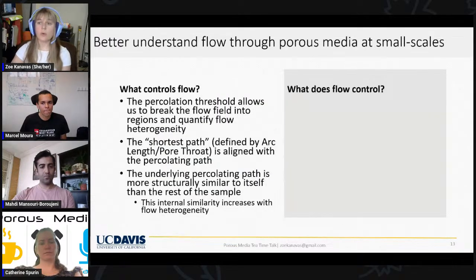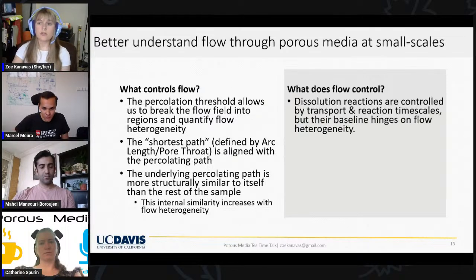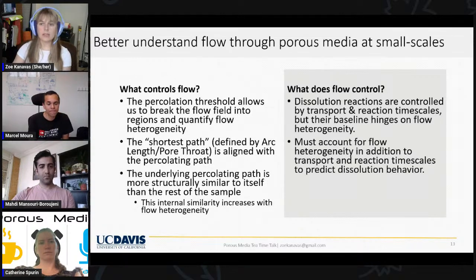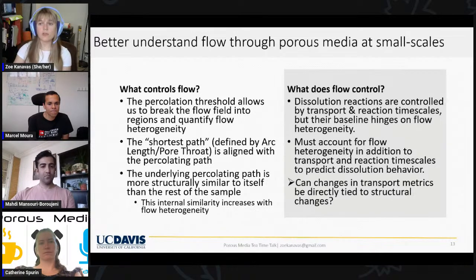By exploring the control that flow has on other phenomena, we found that dissolution reactions are controlled by transport and reaction timescales, but their baseline hinges on flow heterogeneity, and that we must account for flow heterogeneity in addition to transport and reaction to accurately predict the dissolution behavior. Now, I'd like to combine the lessons learned from these guiding questions to determine if changes in transport metrics can be directly tied to structural changes.